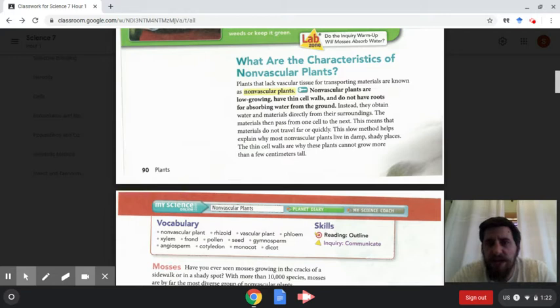The materials then pass from one cell to the next. This means that materials do not travel far or very quickly. The slow method helps explain why most non-vascular plants live in damp, shady places. The thin cell walls are why these plants cannot grow more than a few centimeters tall. All right, so they can grow outwards, think vines and stuff like that. They can grow outwards very far, but they can't really grow upwards.